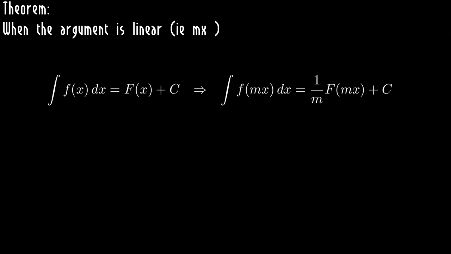You'll see what I mean in a second, but to state it, if the integral of little f of x dx is equal to big F of x plus c, then the integral of little f of mx dx is equal to 1 over m times big F of mx plus c. So what do I mean by that?